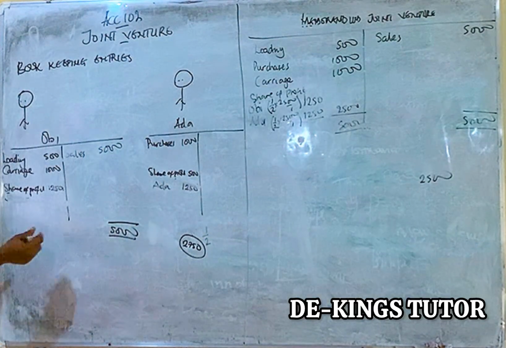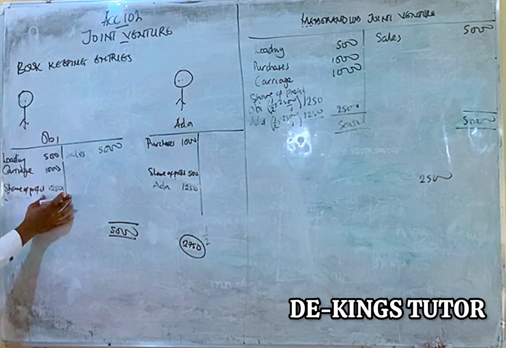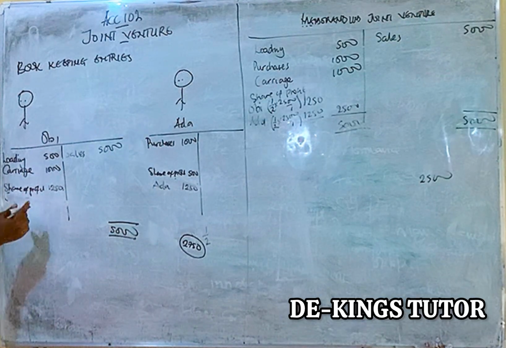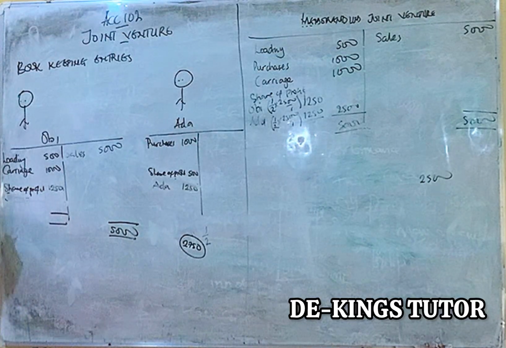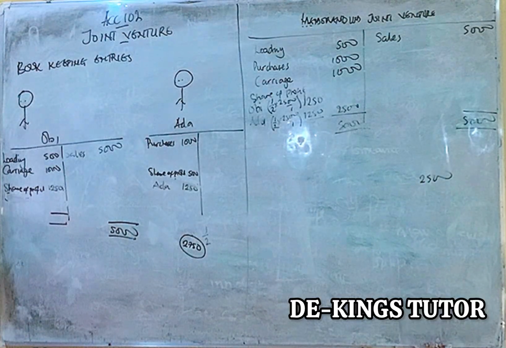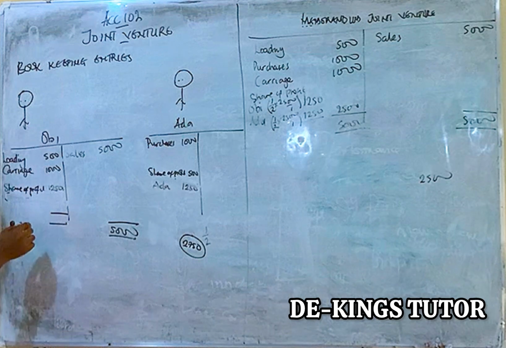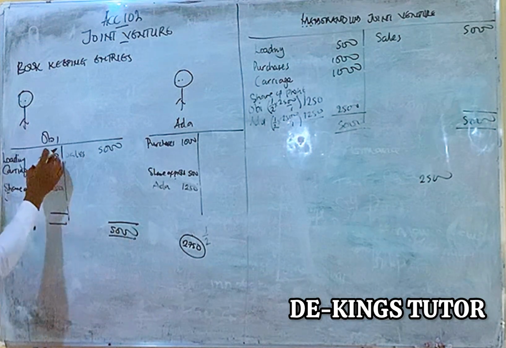Now, if this is 5,000, I will say this is 2,750. Now, to balance it up, what will be the balance here? It is 5,000 minus 2,750.